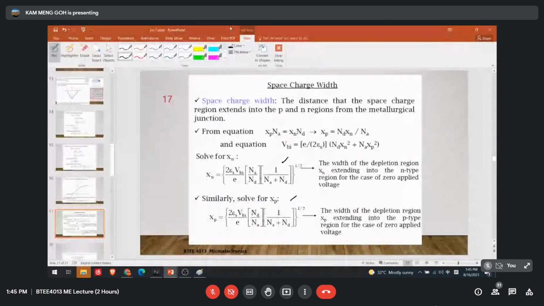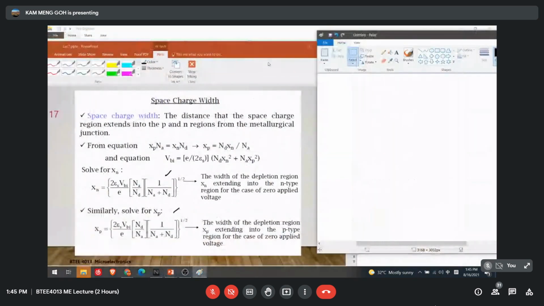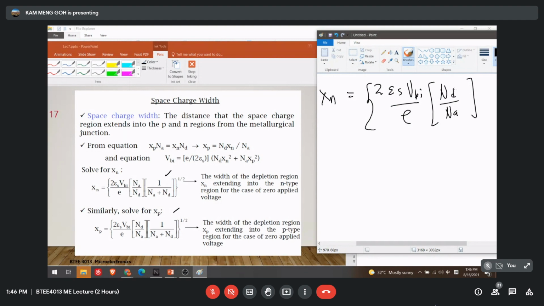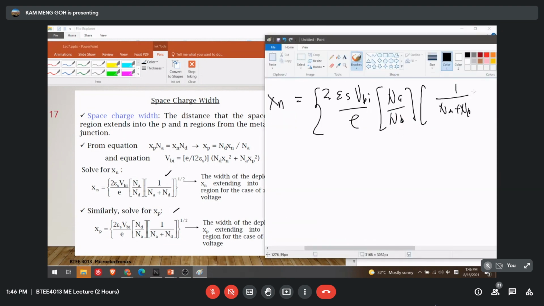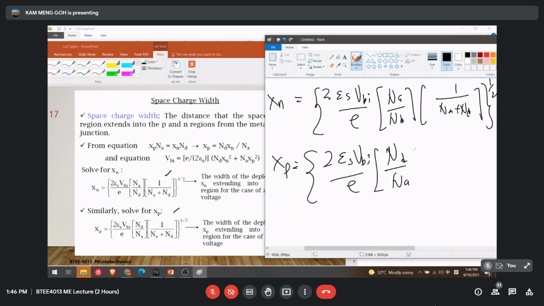Okay, let me write here. Sn will be equal to the square root of 2 epsilon_s V_BI over e, times N_D over N_A, divided by (N_A plus N_D). Sorry, this is N_A over N_D. Another one is Sp: the square root of 2 epsilon_s V_BI over e, times N_D over N_A, divided by (N_A plus N_D).